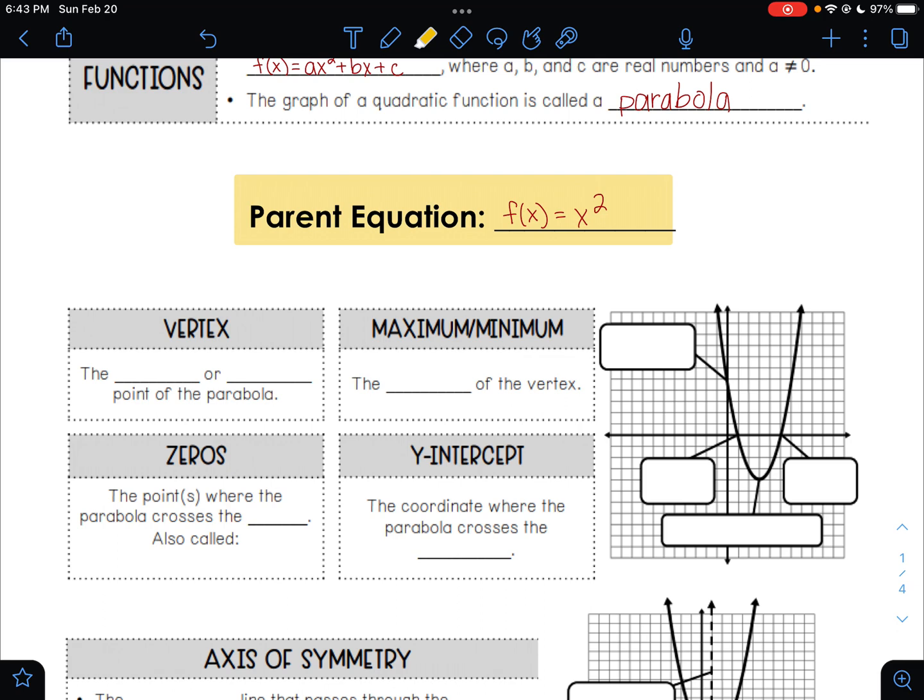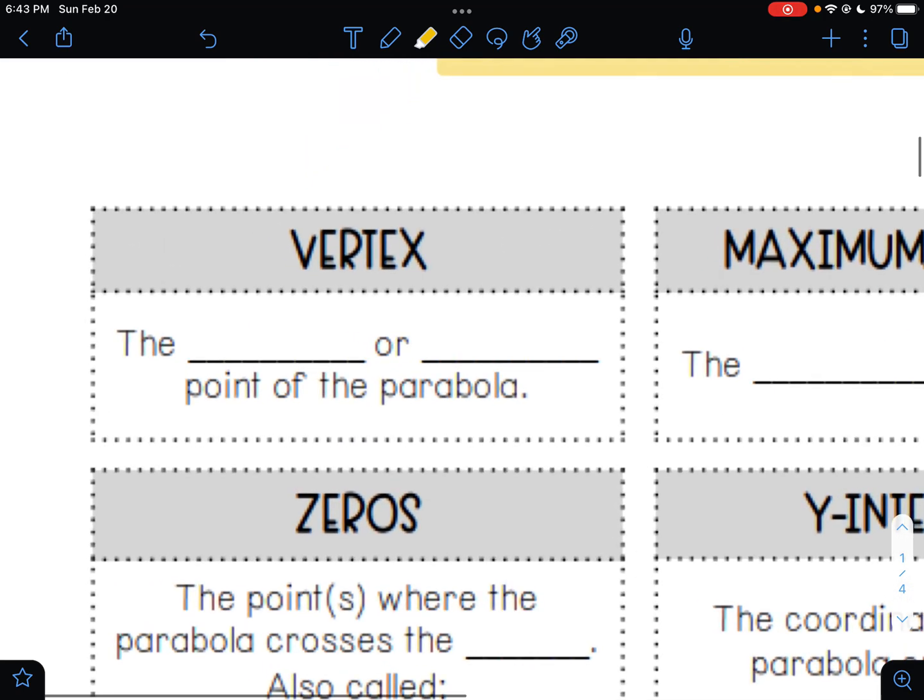So now our vertex. Our vertex has a couple different names. It can be known as the maximum or the minimum point of the parabola. So it's either the highest or lowest point. If I say what is the maximum, I'm asking what is the vertex. If I say what is the minimum, I'm asking what is the vertex as well.